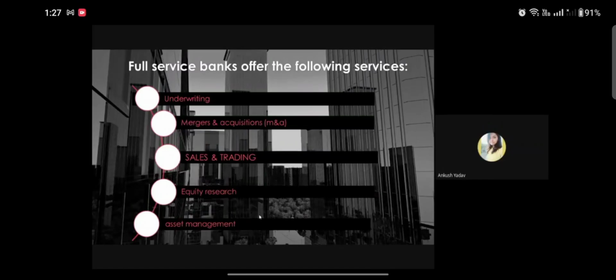Then we have the asset management group. So they manage the assets of any company. They manage a large amount of assets, a large amount of stock.